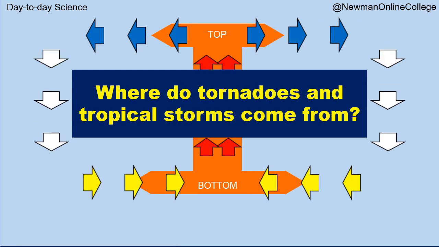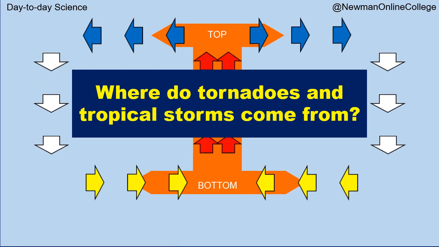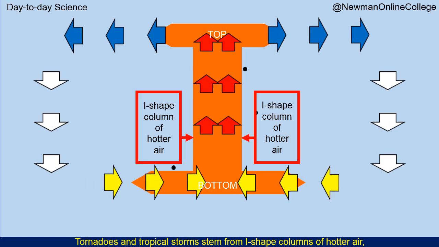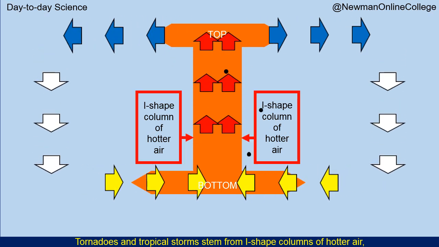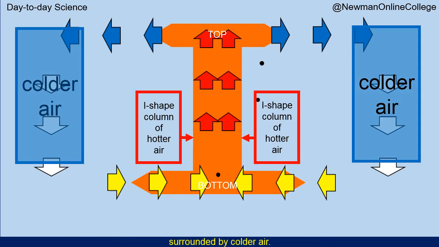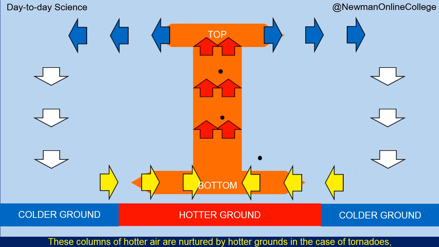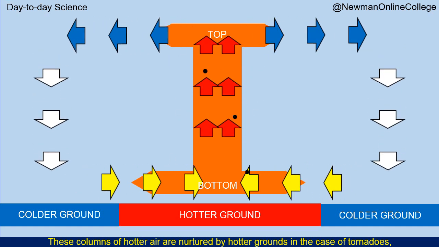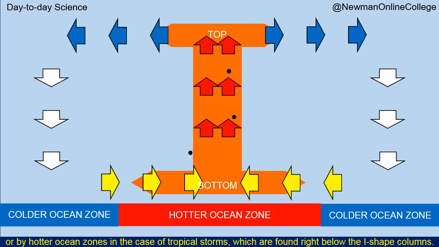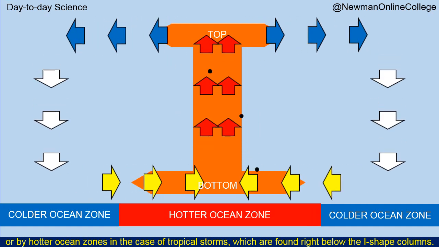Where do tornadoes and tropical storms come from? Tornadoes and tropical storms stem from eye-shaped columns of hotter air, surrounded by colder air. These columns of hotter air are nurtured by hotter grounds in the case of tornadoes, or by hotter ocean zones in the case of tropical storms, which are found right below the eye-shaped columns.